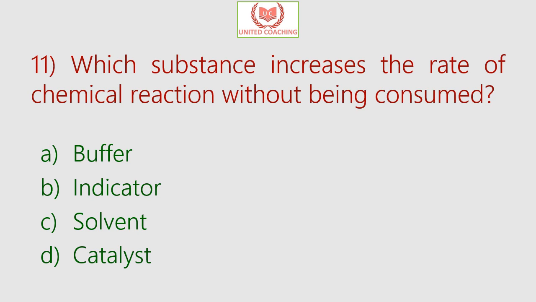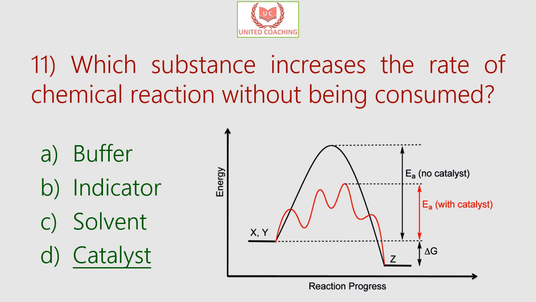Our next question is, which substance increases the rate of a chemical reaction without being consumed? Is it called buffer or indicator or solvent or catalyst? So the answer is catalyst. A catalyst refers to a substance that starts or speeds up a chemical reaction while undergoing no permanent change itself. With a catalyst, reactions occur faster and with less energy, and the enzymes in saliva are an example of a catalyst in digestion.